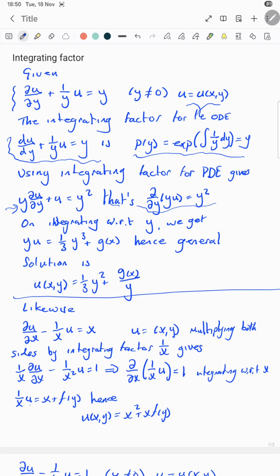We get yu equals 1/3 y cubed plus g of x. Hence the general solution is this, by using the integrating factor method.